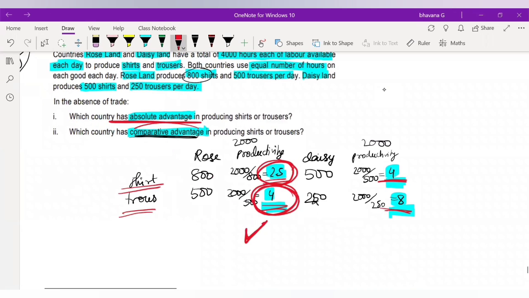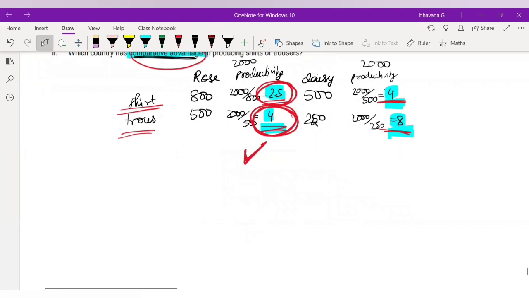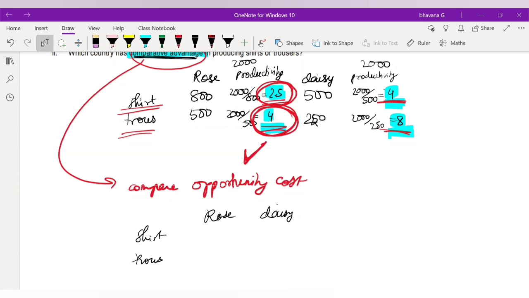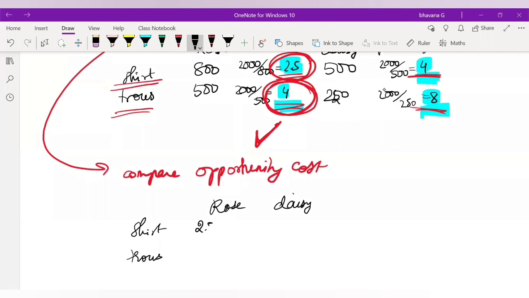Now let's move on to comparative advantage. In comparative advantage, you have to compare the opportunity cost. For whichever the opportunity cost is less, they will have a comparative advantage. So how are you going to find out? Again you have to do Rose, Daisy. So for Rose you have to write shirt and here you will write trousers. If you are finding out opportunity cost for a shirt, it will be 2.5 by 4.